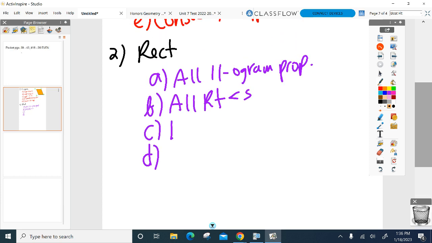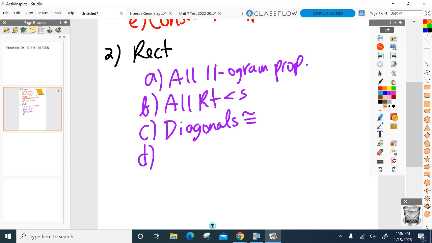Diagonals congruent. Period 7 knew it. Diagonals are perpendicular bisectors? No. Diagonals are not perpendicular in a rectangle. Diagonals bisect the angles? Nope, not in a rectangle.